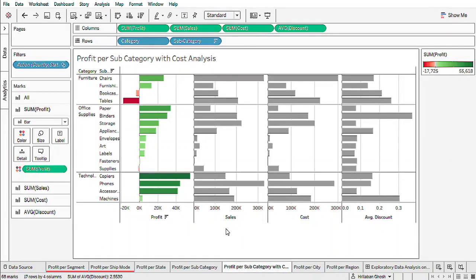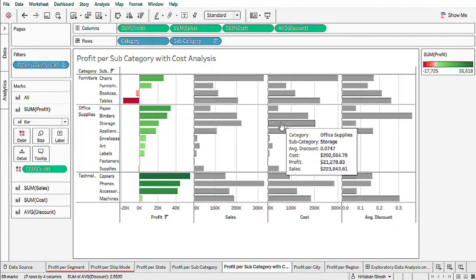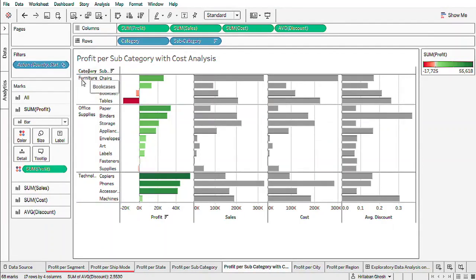In this view, we analyze the profit per subcategory along with cost analysis. That is, we have the calculated field of cost right here with us. So first, we list down the categories: furniture, office supplies, and technology. Then we branch them out into subcategories. And then we analyze the profit, sales, cost, and average discount. That is the discount given on these subcategories on an average throughout the United States of America.